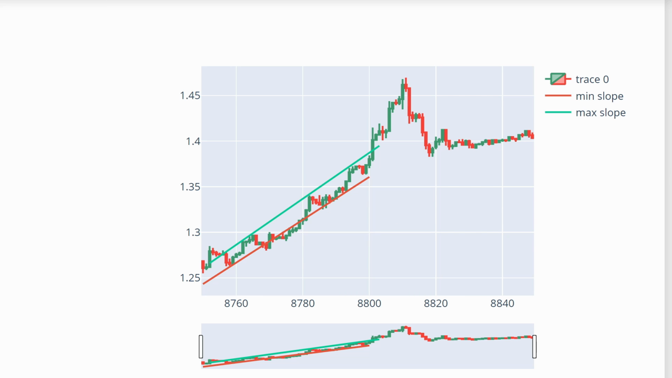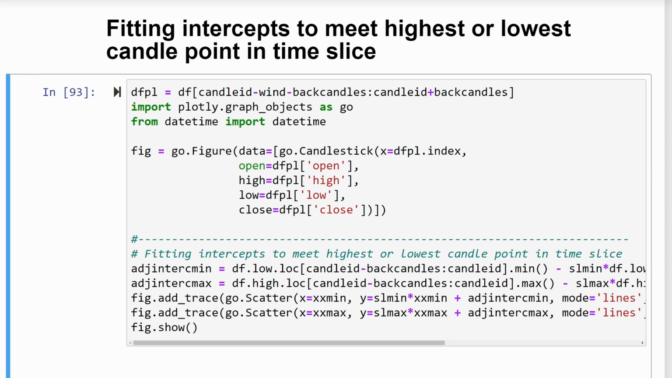Still, we haven't adjusted the intercepts. We have more work to do. And as we have mentioned earlier in this video, there are different ways of doing so, depending on how you want to build your strategy. Now, one way is to fit the intercepts to meet the highest and the lowest candle points in the time slice that we are taking into account. In other words, I'm checking all the back candles, taking the highest high and the lowest low, and I'm fitting my slopes to go through these particular points.